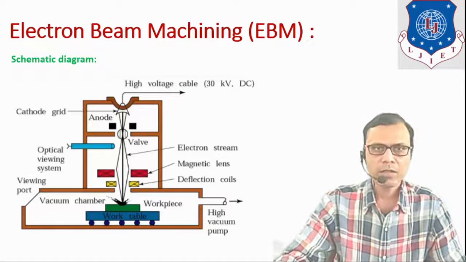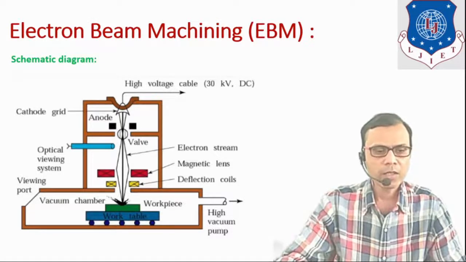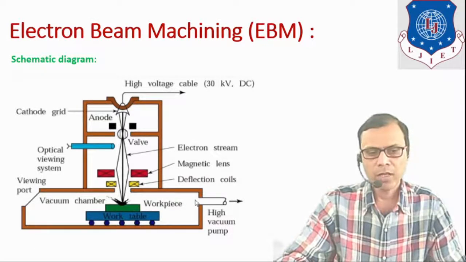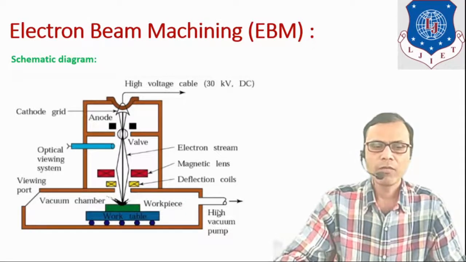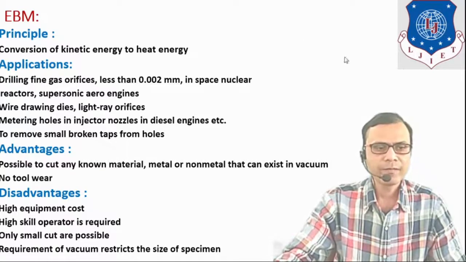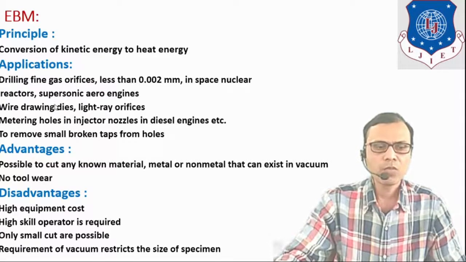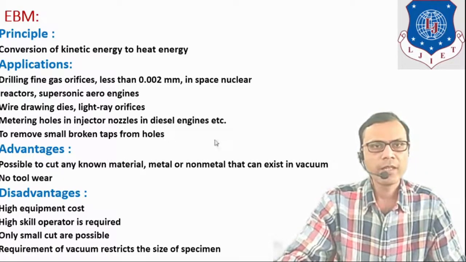The requirement is vacuum, so the process is carried out in this vacuum chamber, and the vacuum is produced with the help of the vacuum pump. Applications of this process: it is used to produce holes up to a size of 0.002 mm. So it can be used in space nuclear reactors, supersonic aero engines, wire drawing dies, light ray orifices, and in metering holes for injection of the fuel in diesel engines.